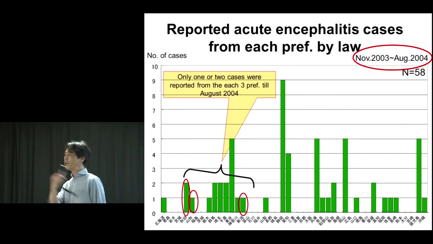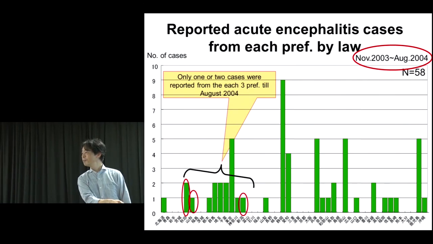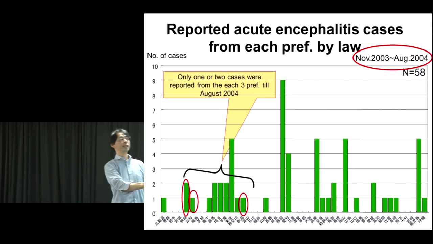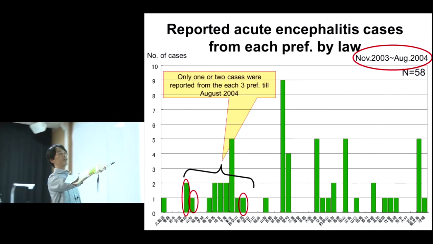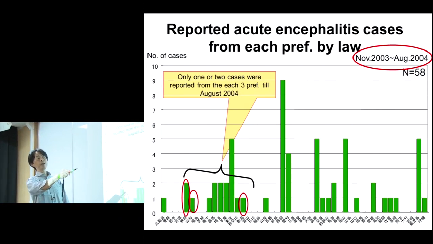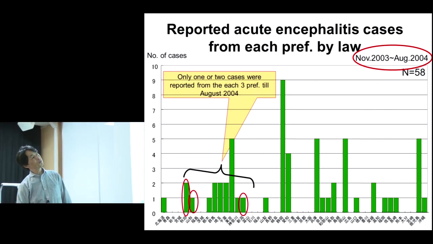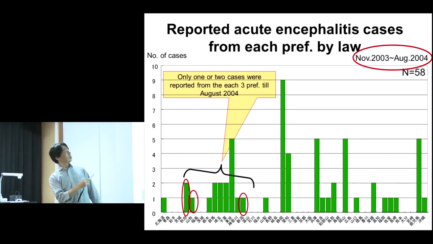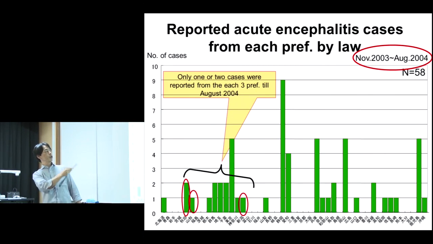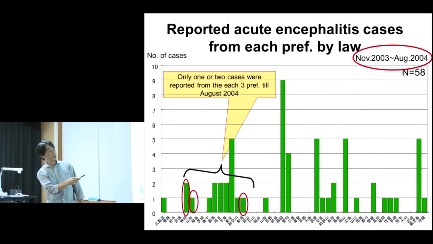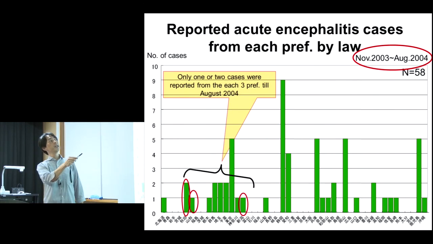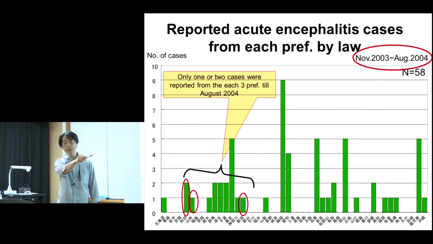The horizontal axis is not a time frame. It's prefecture by prefecture: a northern area, a southern area, and the vertical axis is the number of cases. Please focus on the date, November 2003, almost how many months? But anyway, just before the newspaper articles, the level of the vertical axis is less than 10. The highest number is 9. There were not so many reported cases of acute encephalitis during this period.